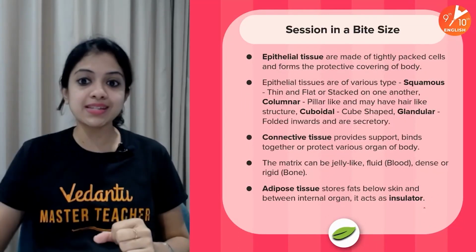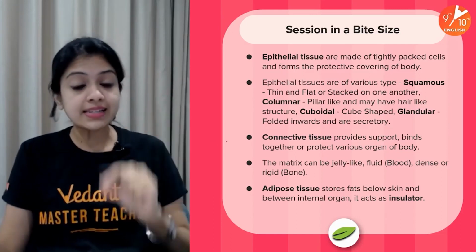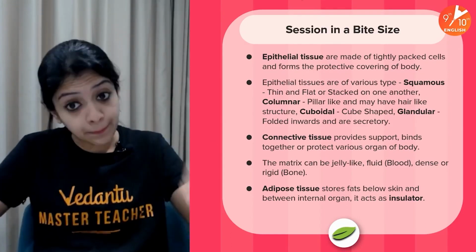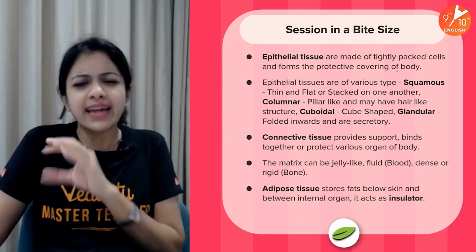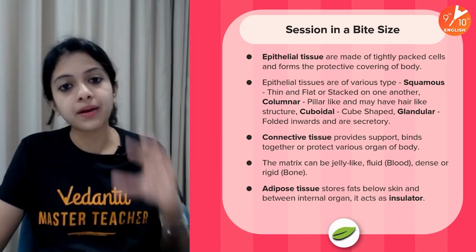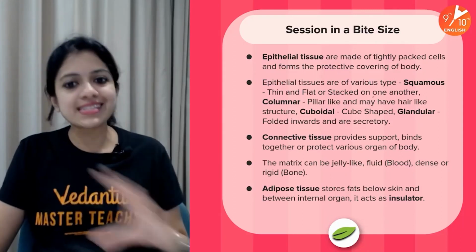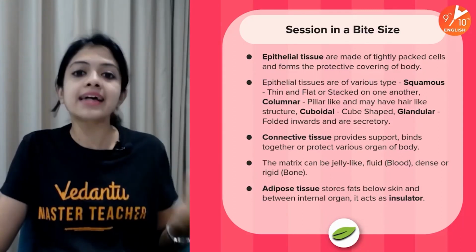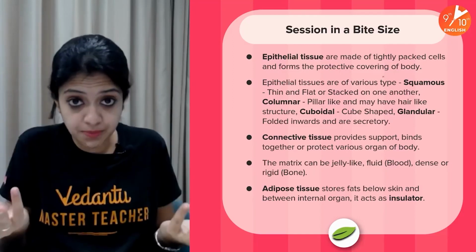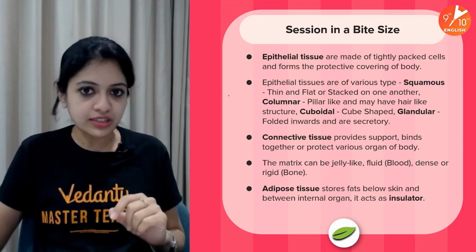So here we go, the session in a bite size. We have discussed two types of animal tissues, epithelial tissues and connective tissues. Epithelial tissues are made up of tightly packed cells and form the protective covering of the body. Just remember, epithelium, protection. Think about the skin and other linings. As a result, what would its features be? Obviously, it has to be tightly packed, closely packed, the main feature, right?